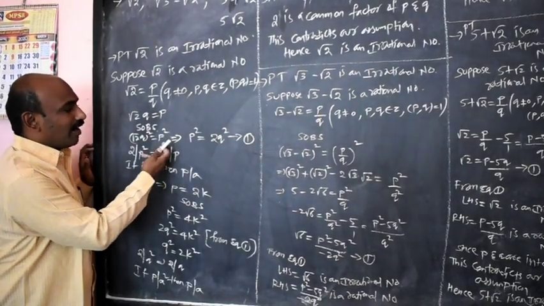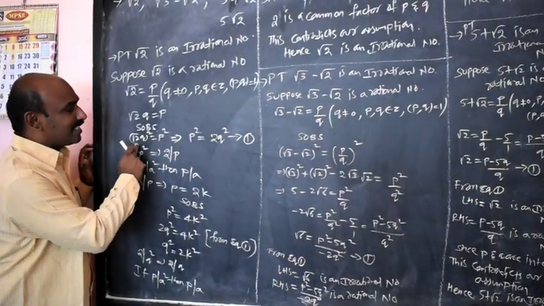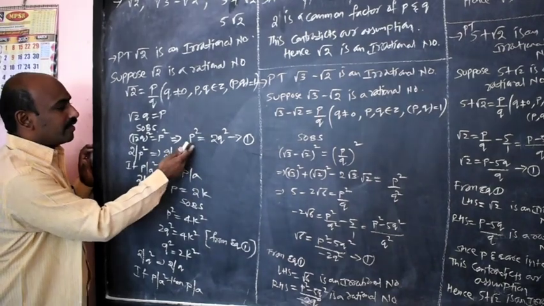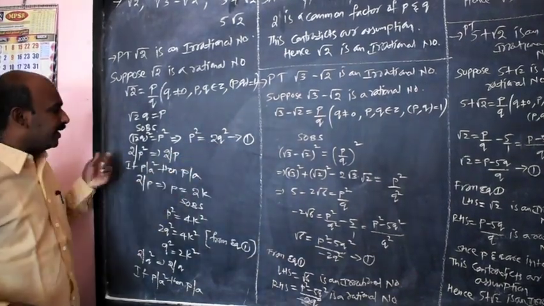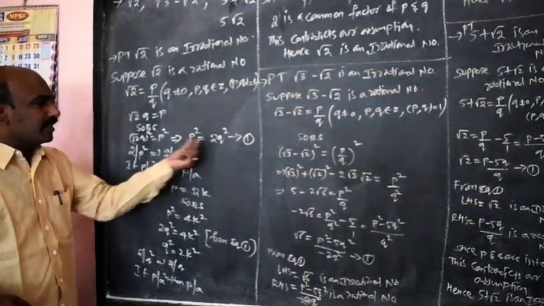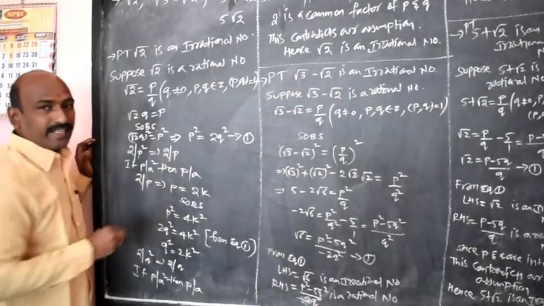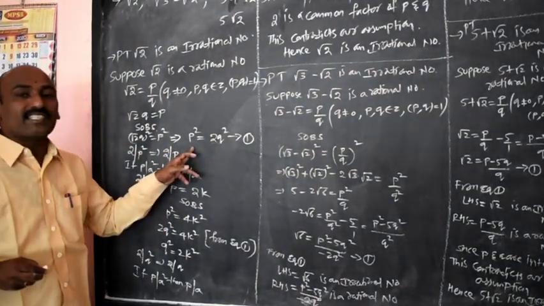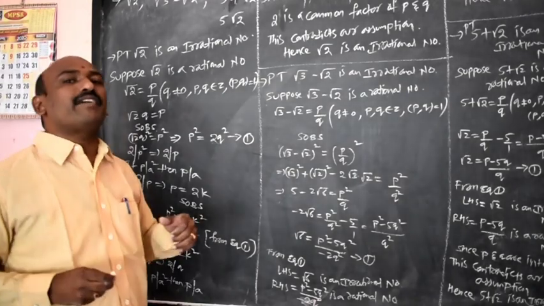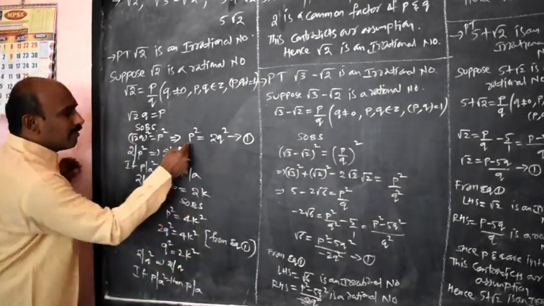We can write here RHS as LHS, and LHS as RHS. Then we get p square equal to 2q square. Here 2 and q square are the factors of p square. We know that a factor divides that number, which means 2 divides p square.